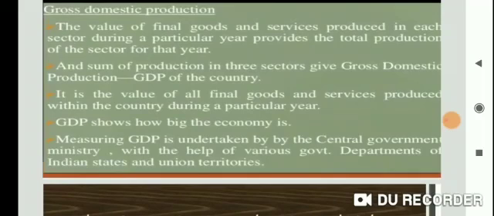This definition is already discussed, but one more point: measuring GDP is undertaken by the central government ministry with the help of various government departments of Indian states and union territories. Very important, students, GDP is the value of all final goods and services produced within the country during a particular year. And the sum of production in the three sectors gives the GDP of the country.